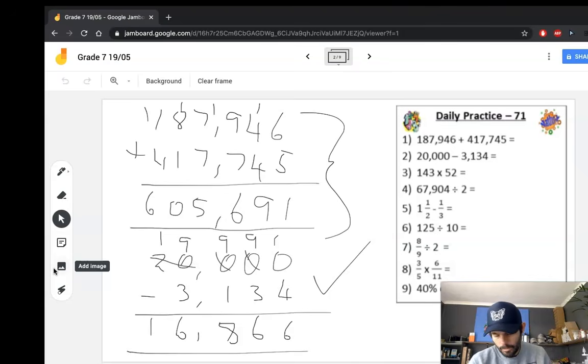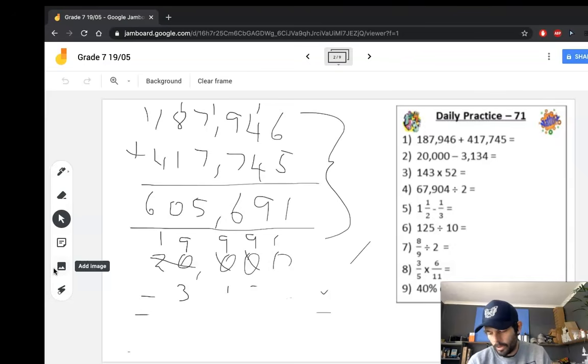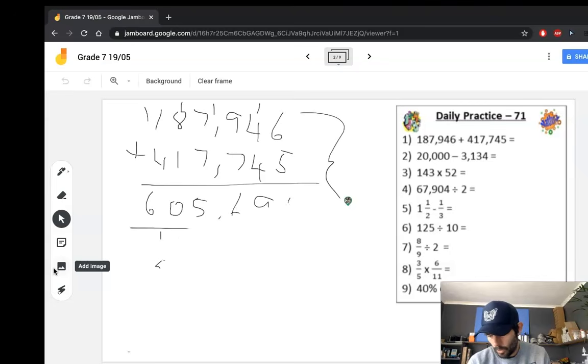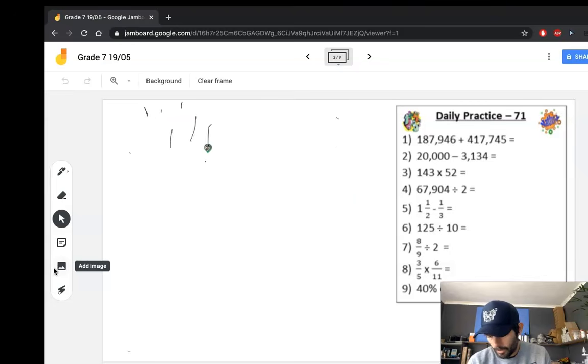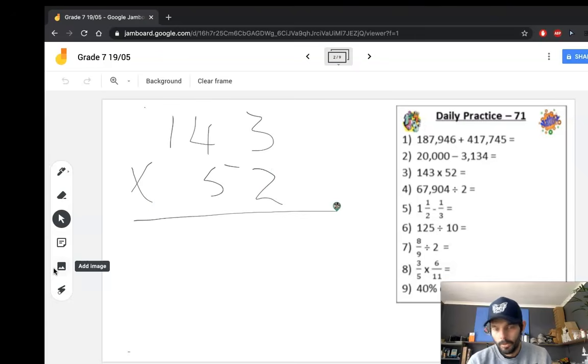Okay. Let's just clear some space for question number 3. Question number 3 is a long multiplication question, and I'm going to do it for you in a column method. Okay, so that's 143 multiplied by 52. So 3 times 2 is 6. 2 times 4 is 8, and 2 times 1 is 2. I need to carry the 0. 5 times 3 is 15.